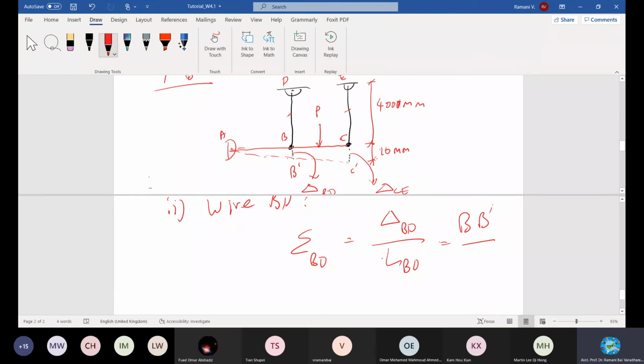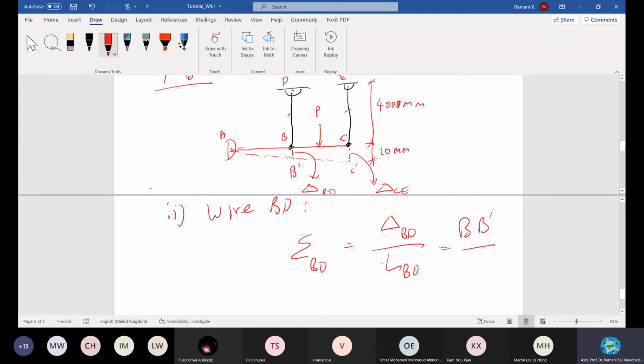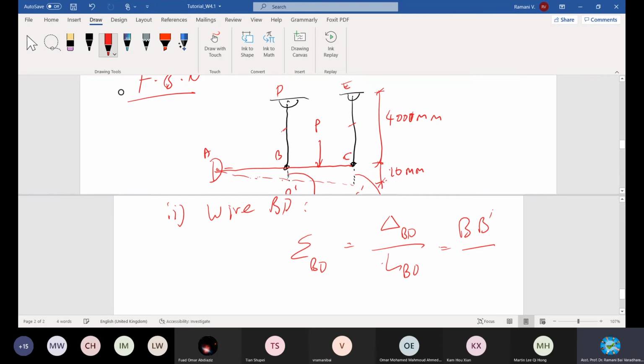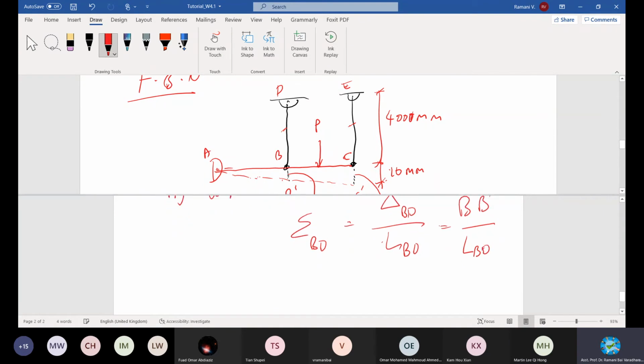And LBD, anybody can answer me? Is the original length of LBD given or not in the question? See the diagram carefully. Is the original length of BD given in the diagram? Who said no? Please check carefully. Yes, it is required: 4000 mm. Very good, it's already given. Let it be there. Now some of them are known, some are not known.